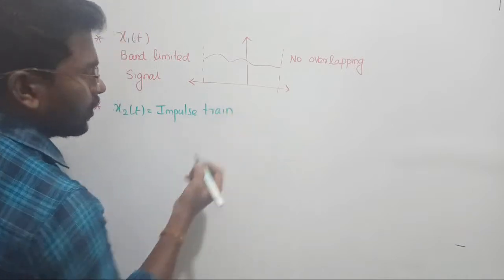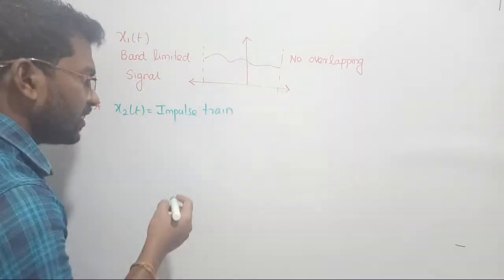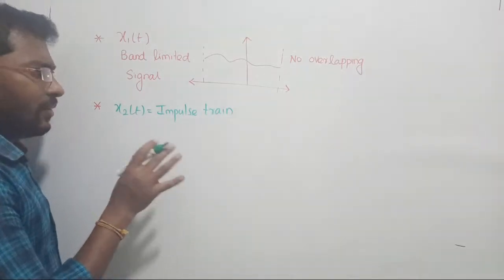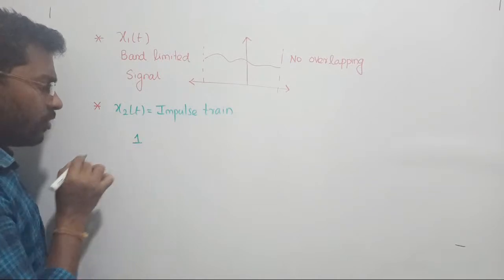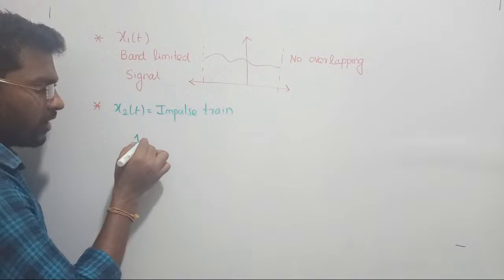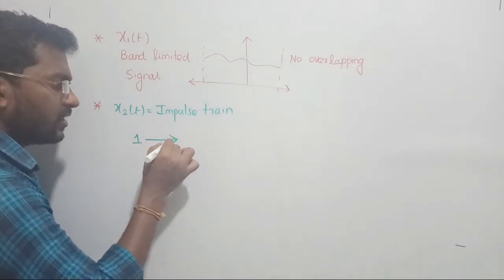What are we going to do in this impulse train? Let us see. I have a signal in time domain. Let us define it: a signal in time domain that is 1. Observe slowly here: on the primary side I have a signal that is called 1, and here let me pass this signal.